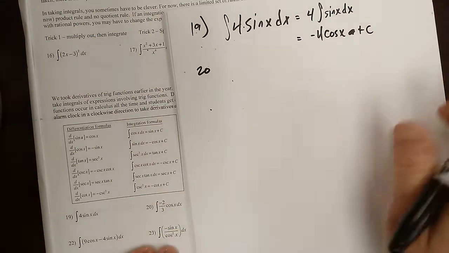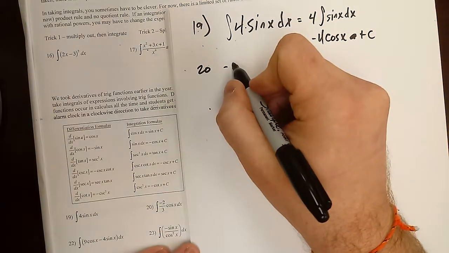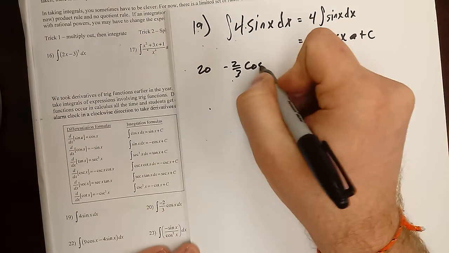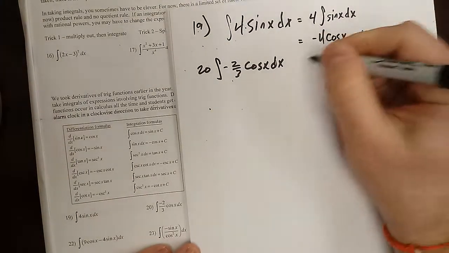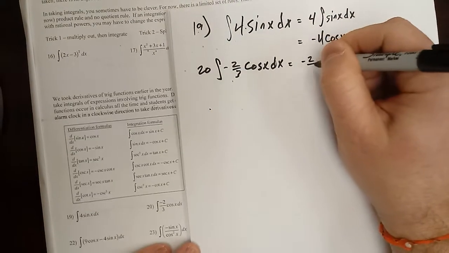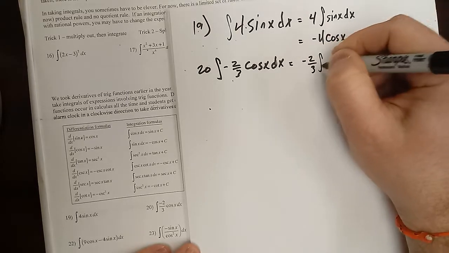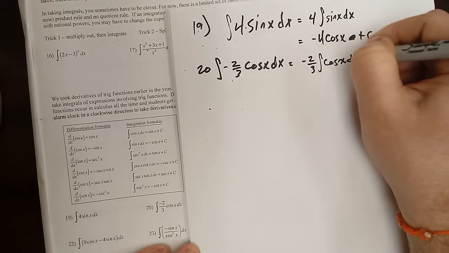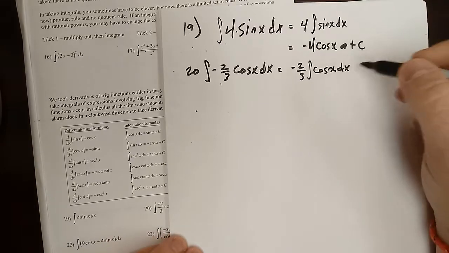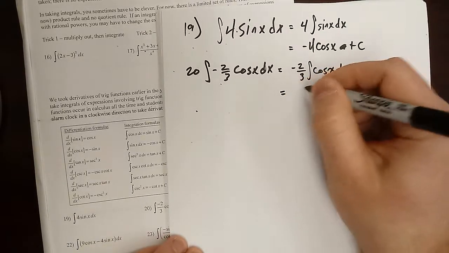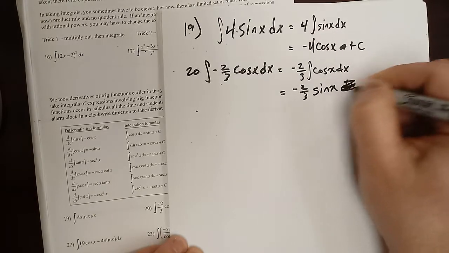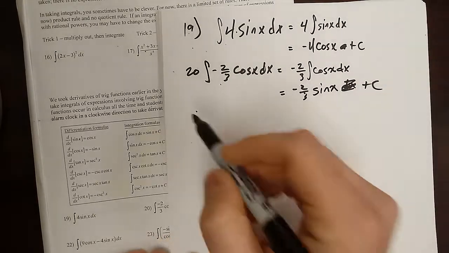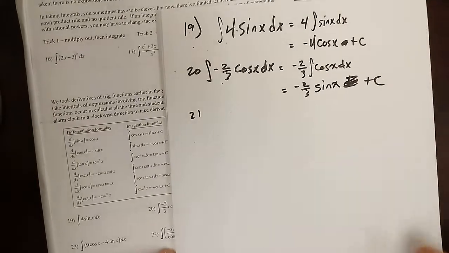Number 20 says negative 2/3 cosine x dx. We're going to take the integral of that. Again, there's a constant out front, and we can pull a constant out front of the integral. It's just got a cosine dx in there. Well, I took the derivative of sine to get cosine, so I can just say it's negative 2/3 sine x plus c. Ugh, I keep writing that dx right now. I don't know why.